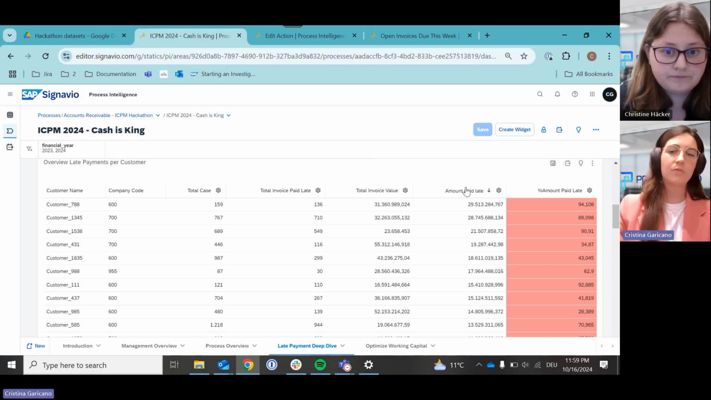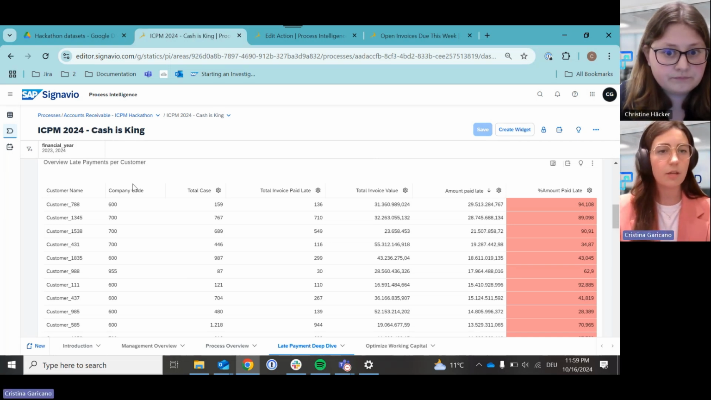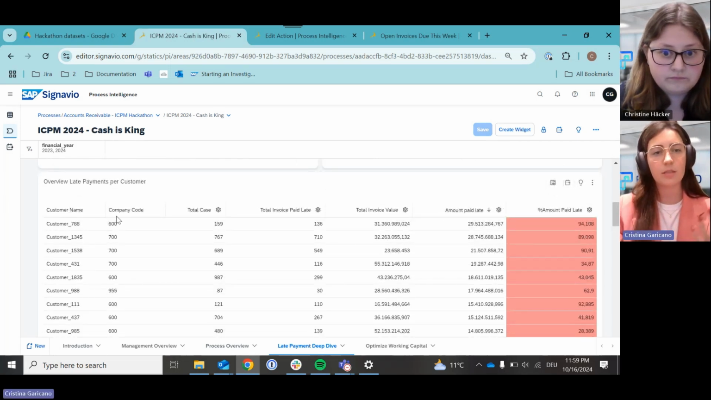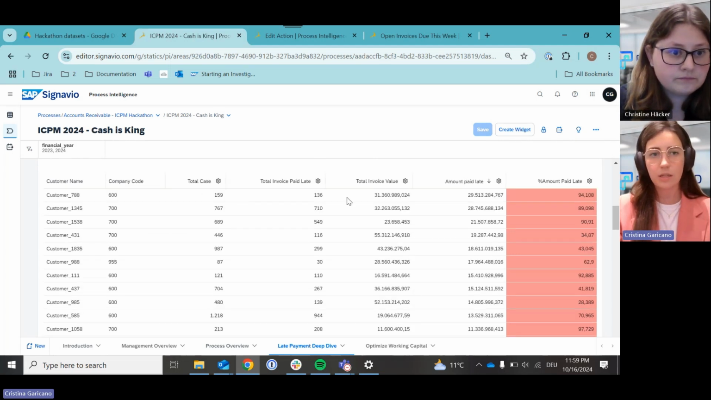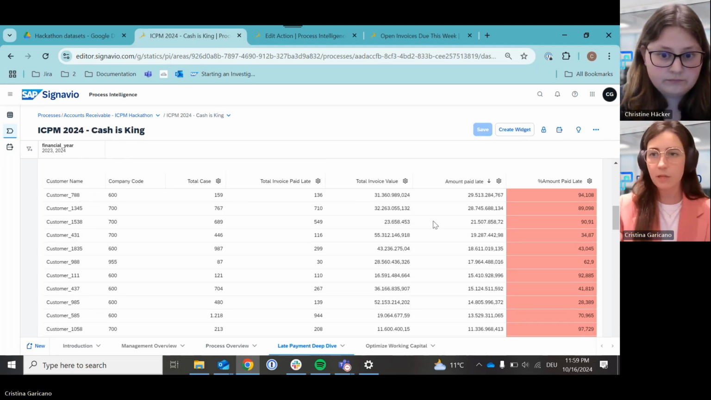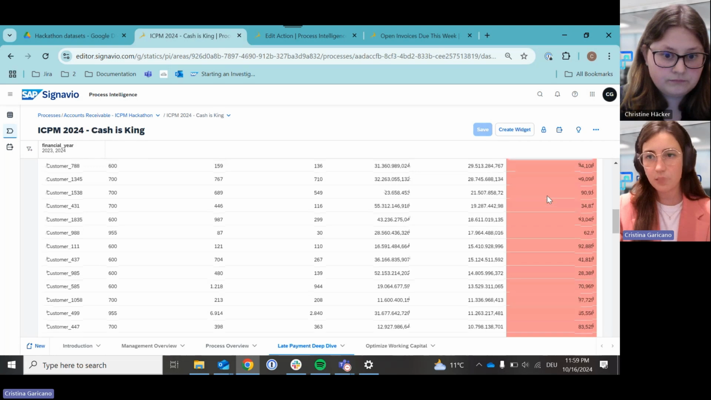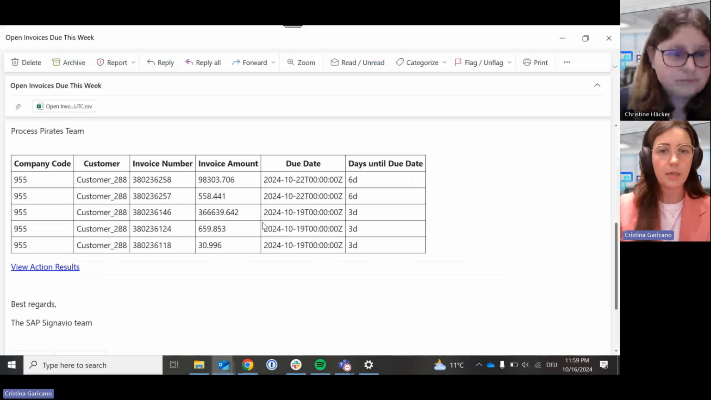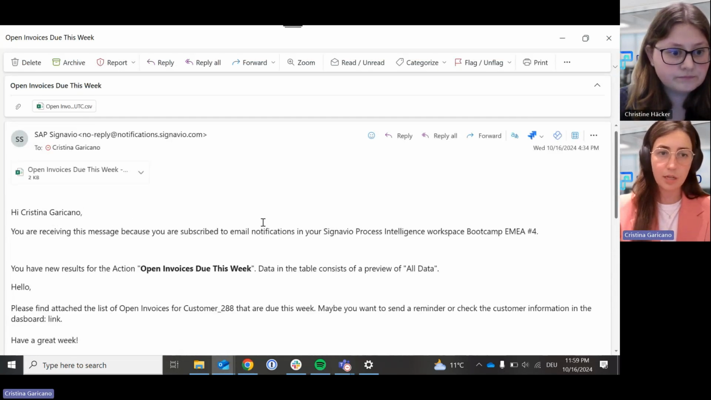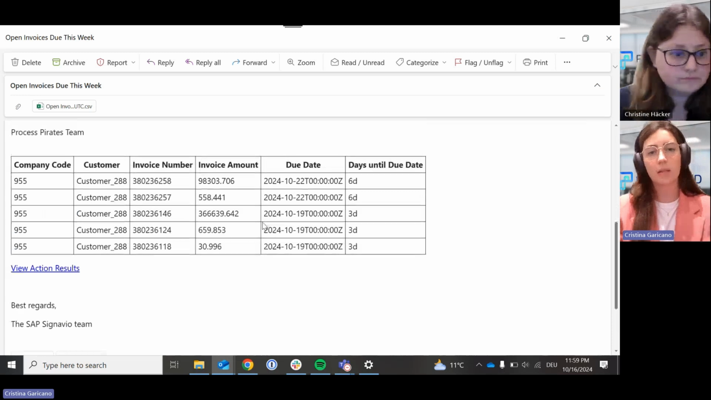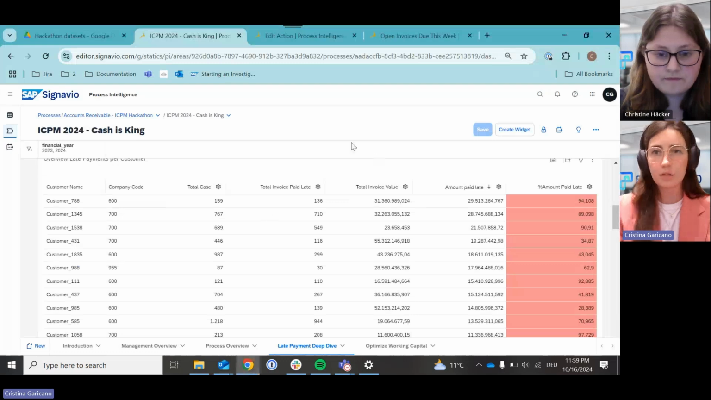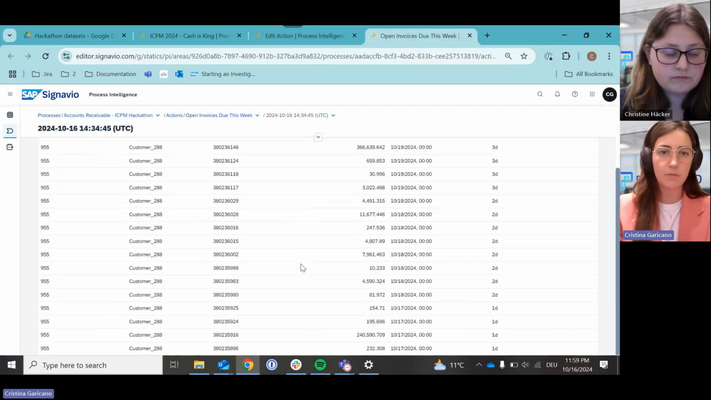Exactly. So let's say that we focus first on preventing them. If we have historical data, we can say, okay, which customers are the ones that are paying late most of the time. So if we say these 3 customers are paying late more than 85% of our invoices, we can easily set up a report and send it to them weekly, where we include the invoices that are due that week and how many days there are until the due date. And we can see that information in Signavio.